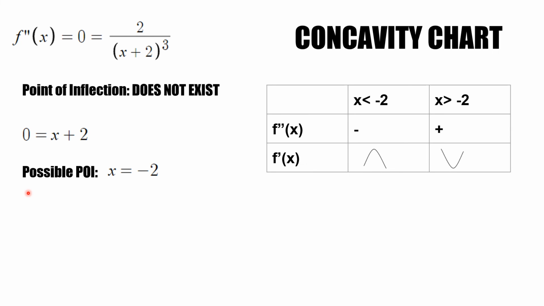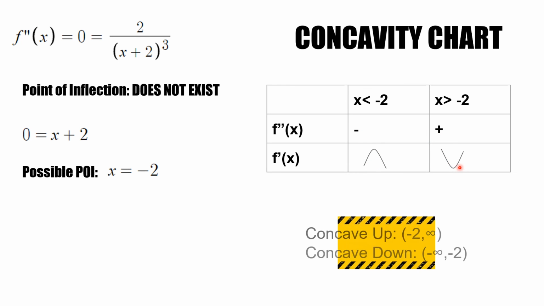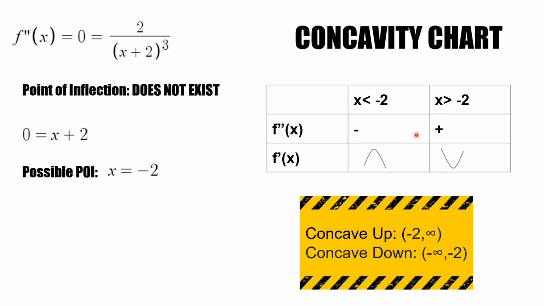Now we make our concavity chart with a value that is less than -2 and a value that is greater than -2. We input these values into our second derivative over here. For example, any value that is less than -2 can be -10, and any value that is more than -2 can be +10. We input these values to find that it would be negative and positive, and therefore it would be concave down and concave up. So concave up would be -2 to +infinity, and concave down would be -infinity to -2.